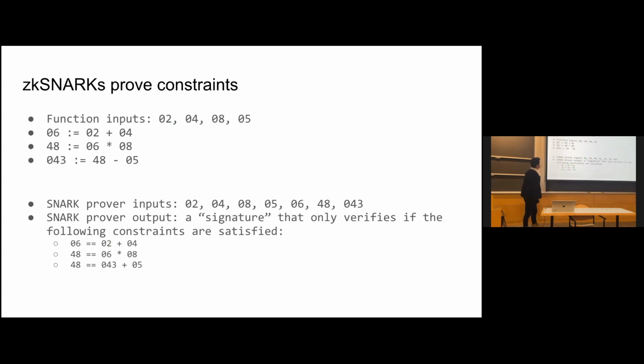Okay, so here's a concrete example. Maybe my inputs are 2, 4, 8, and 5. I'm going to calculate y1 is 6, it's 2 plus 4. y2 is 48, it's 6 times 8. Out is 43, 48 minus 5. That's the computation that I do first as the prover.